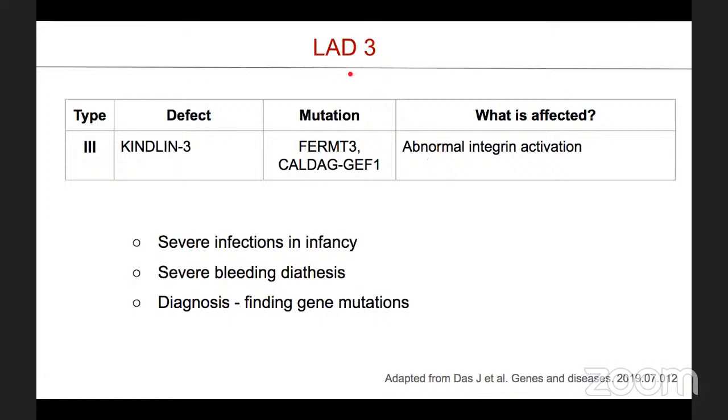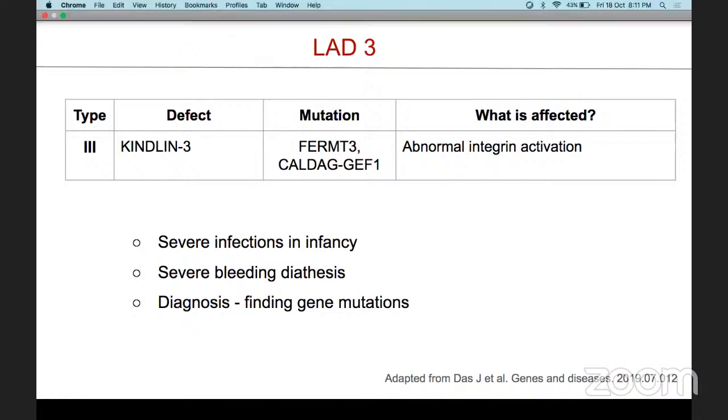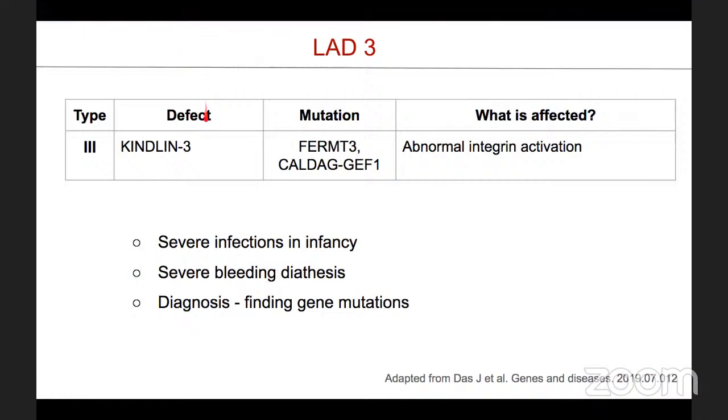The third form of LAD3 is when, I'm sorry. Amita, you can have a glass of water and come back.